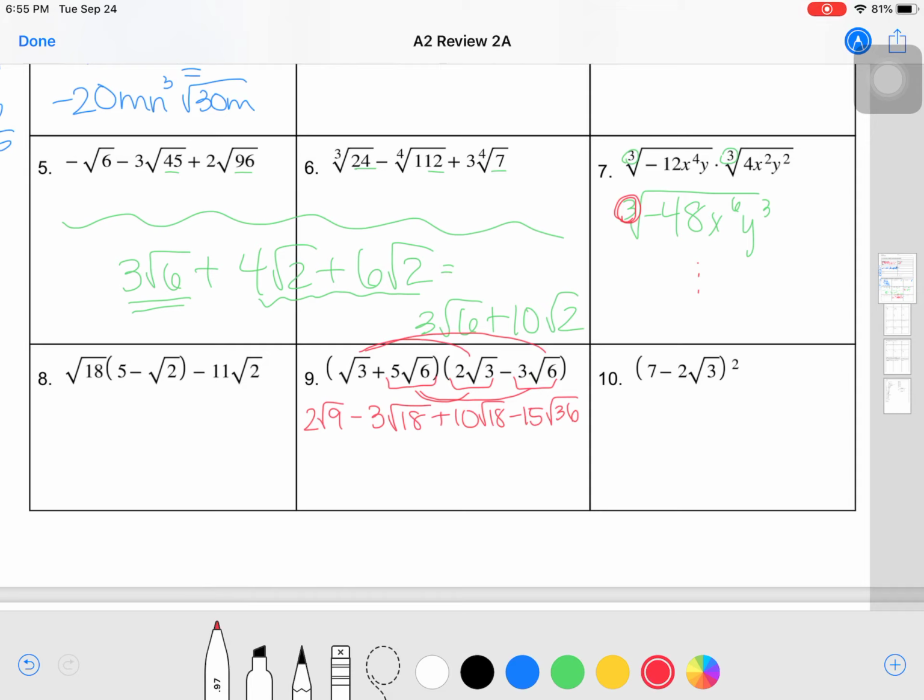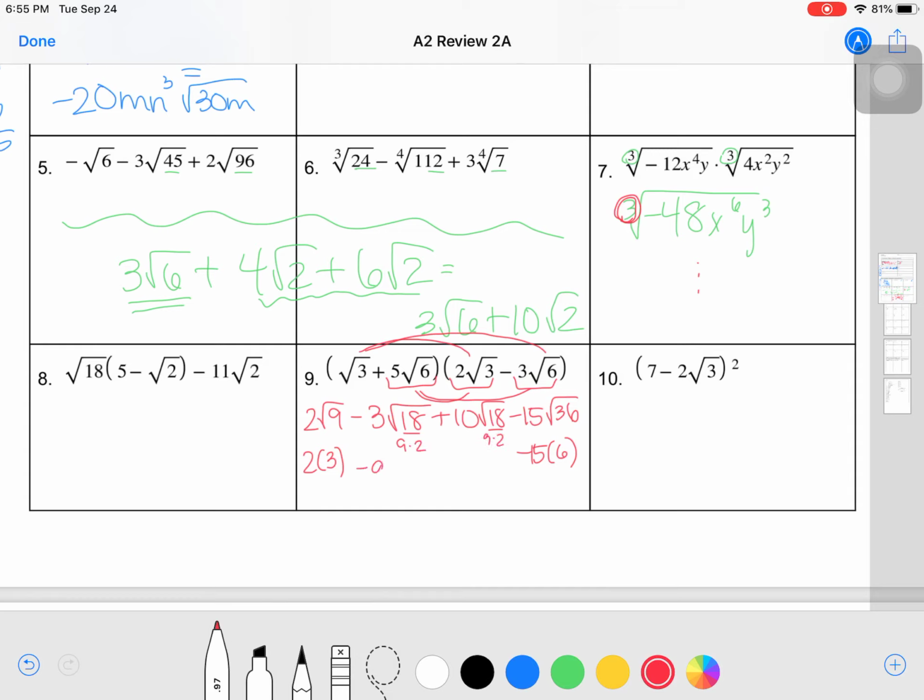You want to simplify every radical you can. So like what I noticed, this square root of 9 is just a 3. There's no more root. Be careful with that. This -15 now times root 36 now becomes -15 times just a regular 6. Both these root 18s you can simplify because 9 goes into it.